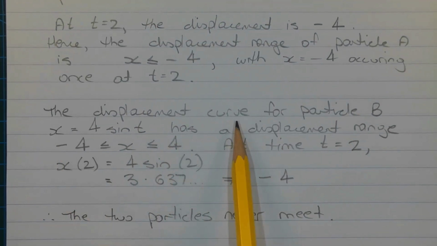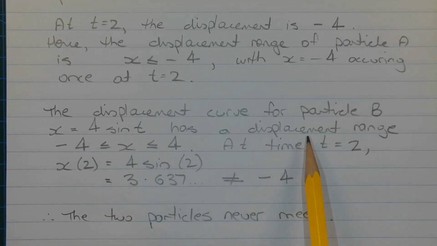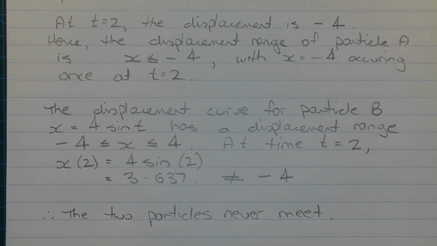Now, the displacement curve for particle B, x equals 4 times sine t, has a displacement range of x greater than or equal to negative 4 and less than or equal to 4. So the only time where particle A and particle B could meet would only occur at time t equals 2, no other time. Now at time t equals 2, the displacement of particle B is given by x of 2, which equals 4 times sine 2, which equals 3.637 and so on, which is not equal to negative 4. Therefore, the two particles never meet.